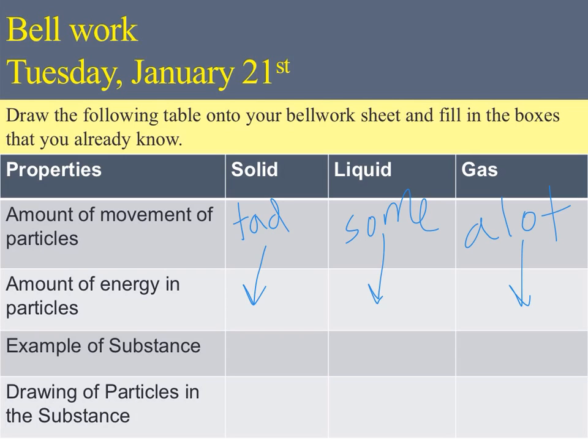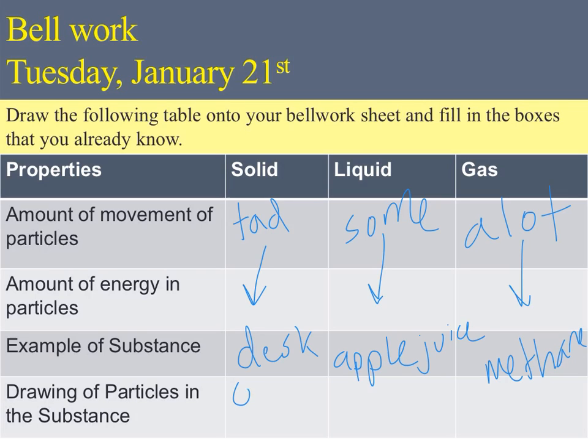The example of a substance could be anything for solid. Common answer in class was desk. Liquid, I said other than water. And someone gave me apple juice. We'll use that one. Apple juice. And then gas, something other than steam. Some people put methane or oxygen or carbon dioxide.